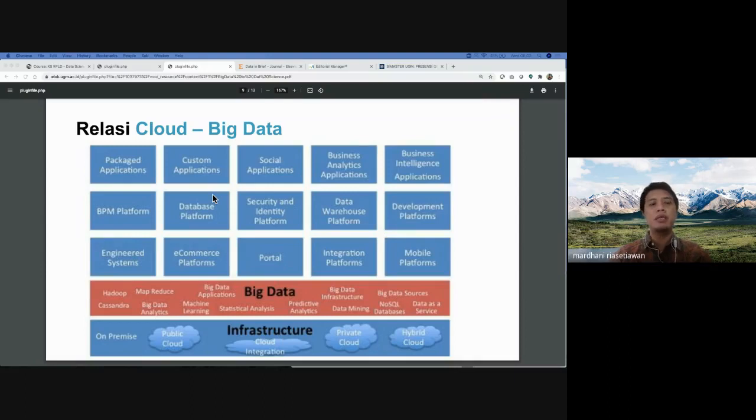Yeah, and the next is big data infrastructure. So that will be our discussion.